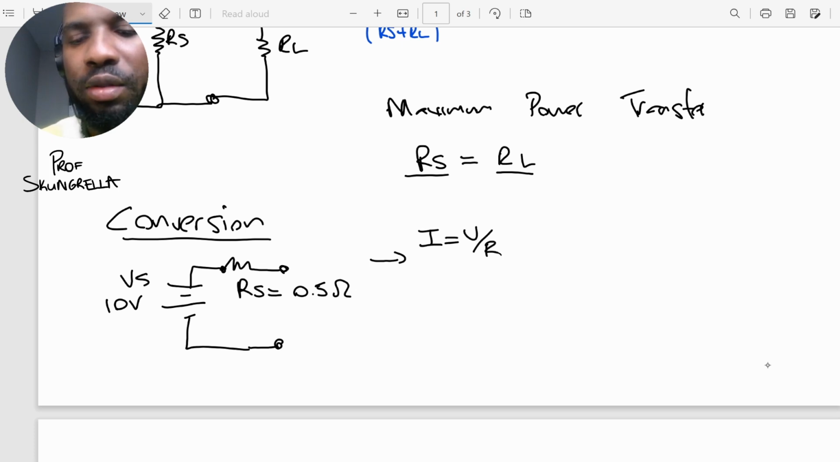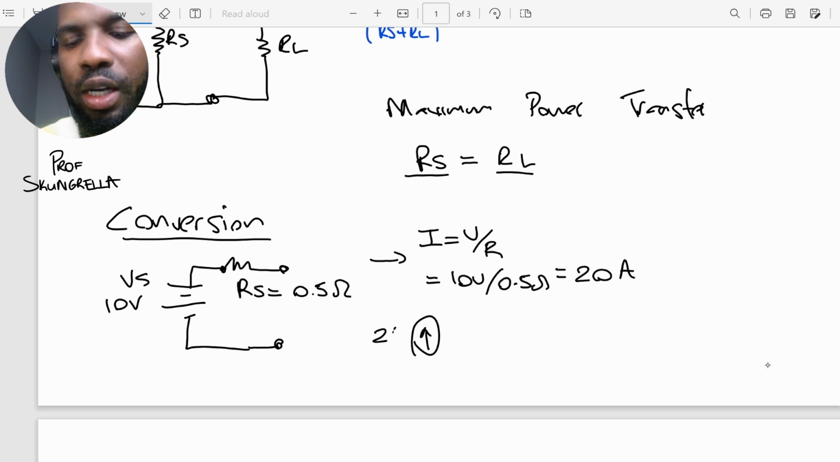V over R, right? So if you want to convert this to a current source, you can divide the voltage by the resistance. So we get here 10 volts over 0.5 ohms. That will give us 20 amps. So the current is going to be 20 amps and the resistance is going to be the source resistance. So how do you draw this? Well, you draw a current source, you put 20 amps here, and then you also draw the source resistance and you use the same RS for the source resistance, 0.5 ohms, right?